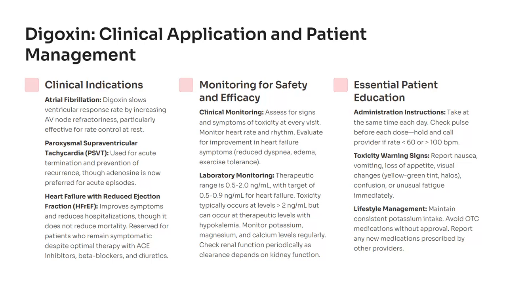Also, they should maintain consistent potassium intake. Tell them do not take any over-the-counter medications without approval. They can talk to you about their over-the-counter medications. They can speak to the pharmacist about their over-the-counter medications, but they need to know, do not just start taking stuff over the counter. And they need to let you know if they get any other new medications that are prescribed by anybody else.